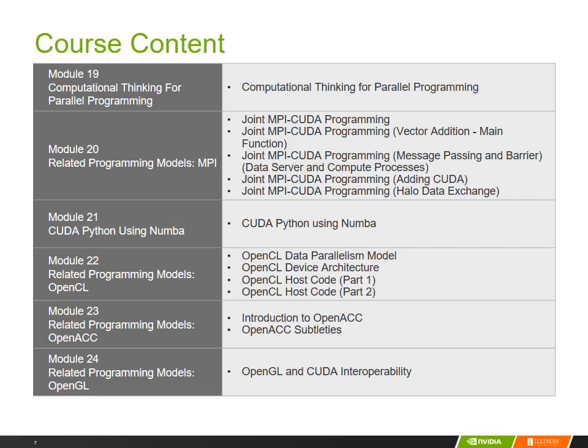Module 24 covers related programming models, which is OpenGL, and the contents of this chapter focus on how one can use both OpenGL and CUDA in the same program, so that the developer can use CUDA for the computation aspect and OpenGL for user interactions and graphical aspect of the application, so that we can build very engaging and interactive applications.